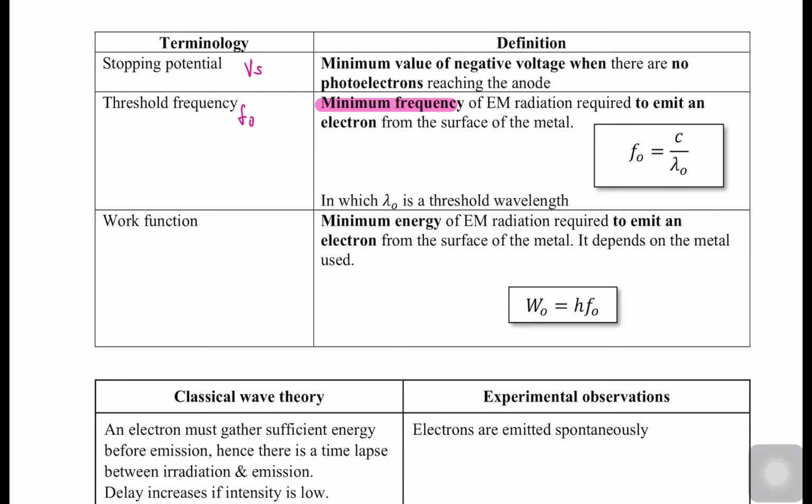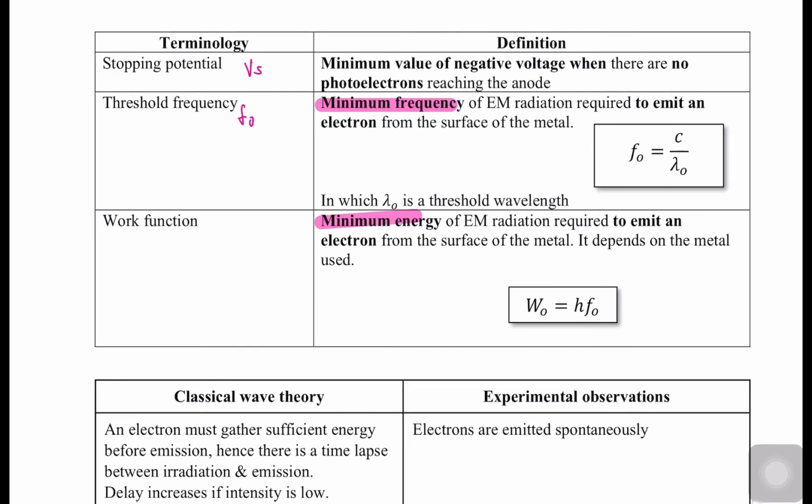Then kita ada work function. Work function ni pula adalah minimum energy required to emit an electron from the surface of the metal. It depends on the metal used. So kalau tadi threshold frequency dan threshold wavelength, there will be minimum wavelength dan minimum frequency. Dan minimum energy kita tak panggil E0, kita panggil sebagai work function. So W0. Okay, it depends on the metal used.